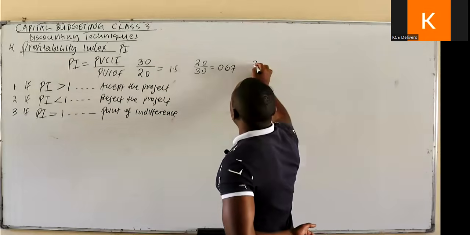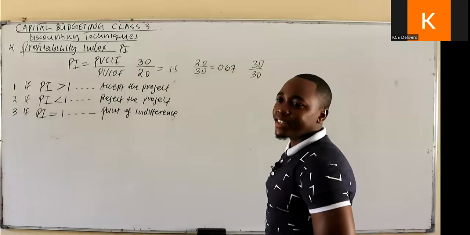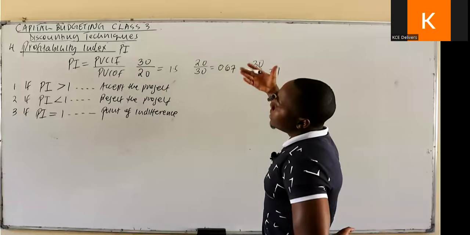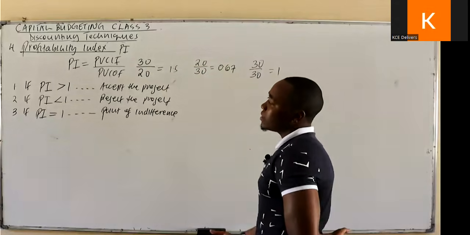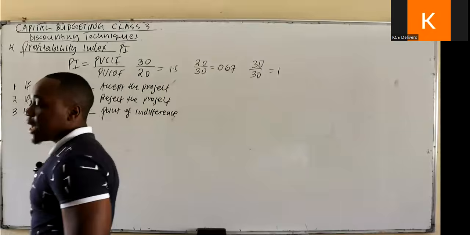If the inflow was 30 and outflow was 30, what do you get? 30 over 30, you get 1. So that means the inflow and the outflow are the same. That's what we call the point of indifference. Then you write another paragraph, right? You see that?